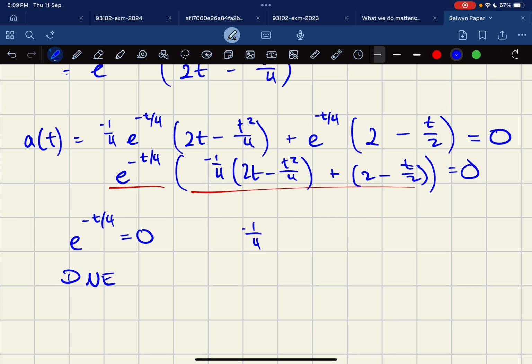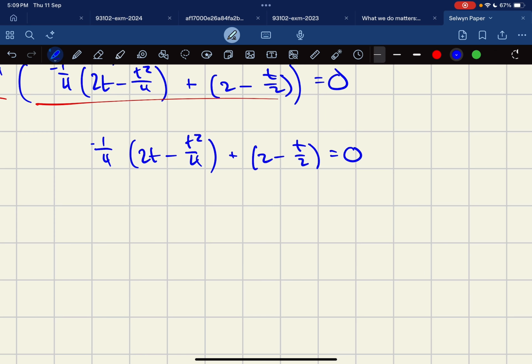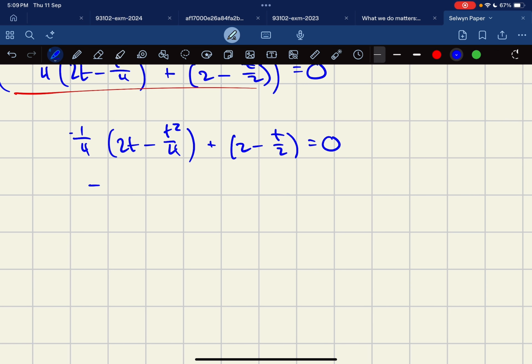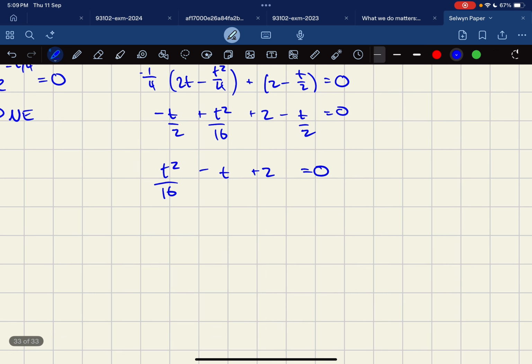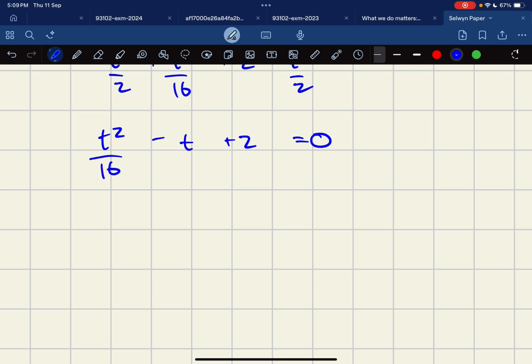And the other part is negative 1/4 of 2t minus t squared over 4 plus 2 minus t over 2 equals 0. Just expanding these brackets out, you'll get negative t over 2 plus t squared over 16 plus 2 minus t over 2 equals 0. All in all, t squared over 16, and then minus t, because there's two lots of negative t over 2, and then plus 2 equals 0. And you can put this into your calculator now to find the solutions of t.